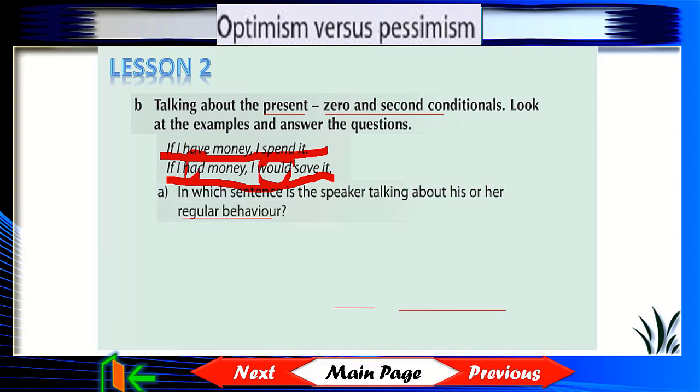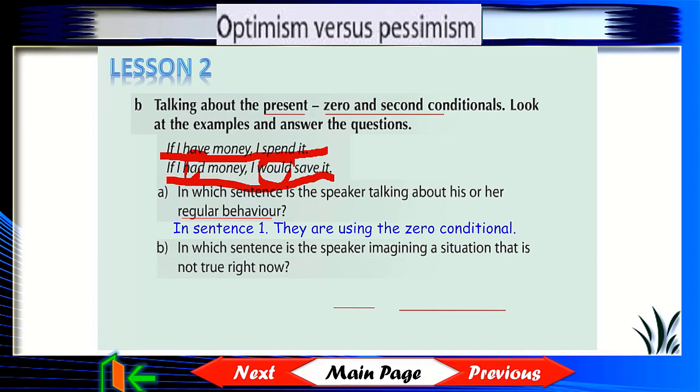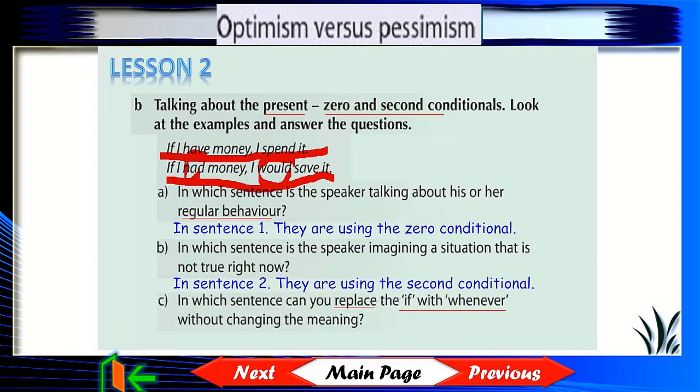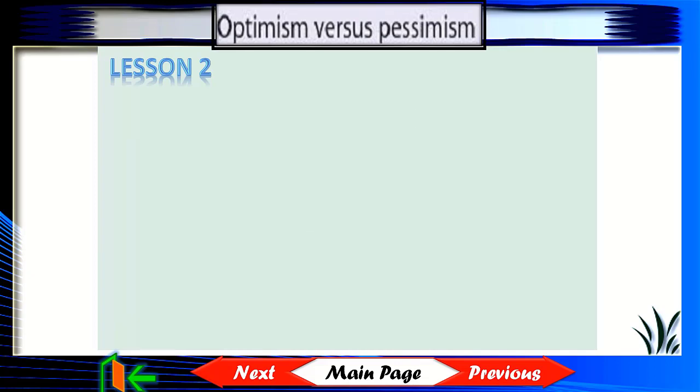So in which sentence is the speaker talking about his or her regular behavior? Of course, in sentence 1, it's about what he always does. And in which sentence is the speaker imagining a situation that is not true right now? It's not true, so it's unreal, so it's sentence 2. In which sentence can you replace the if with whenever? Of course, in the first sentence, I can use whenever in the zero conditional sentence.